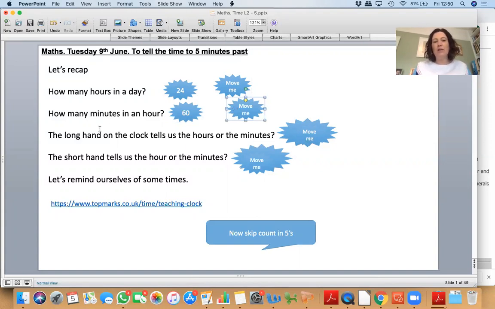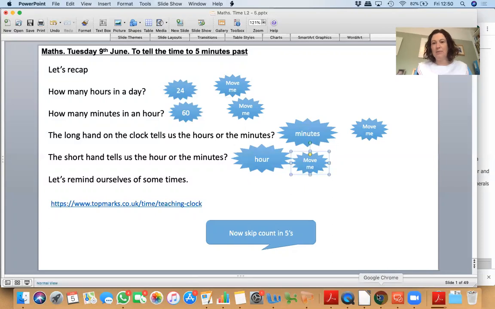The long hand on the clock tells us the hours or the minutes? The long hand tells us the minutes. The short hand tells us the hours or the minutes? The short hand tells us the hours. Right, let's have a little practice, remind ourselves about telling the time.